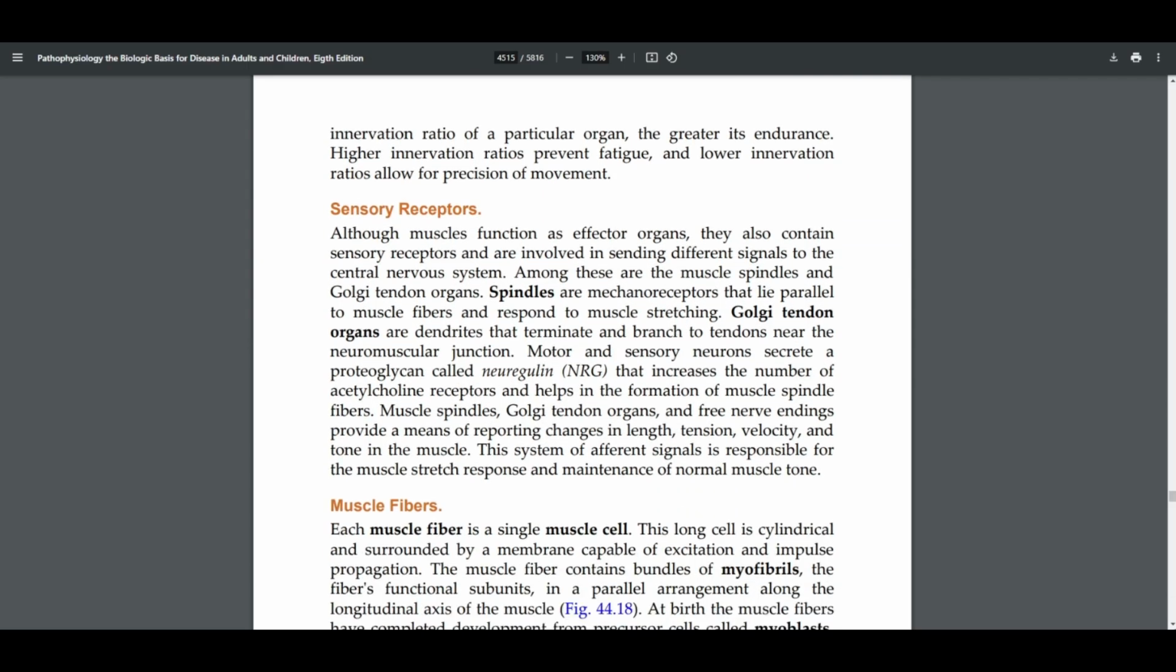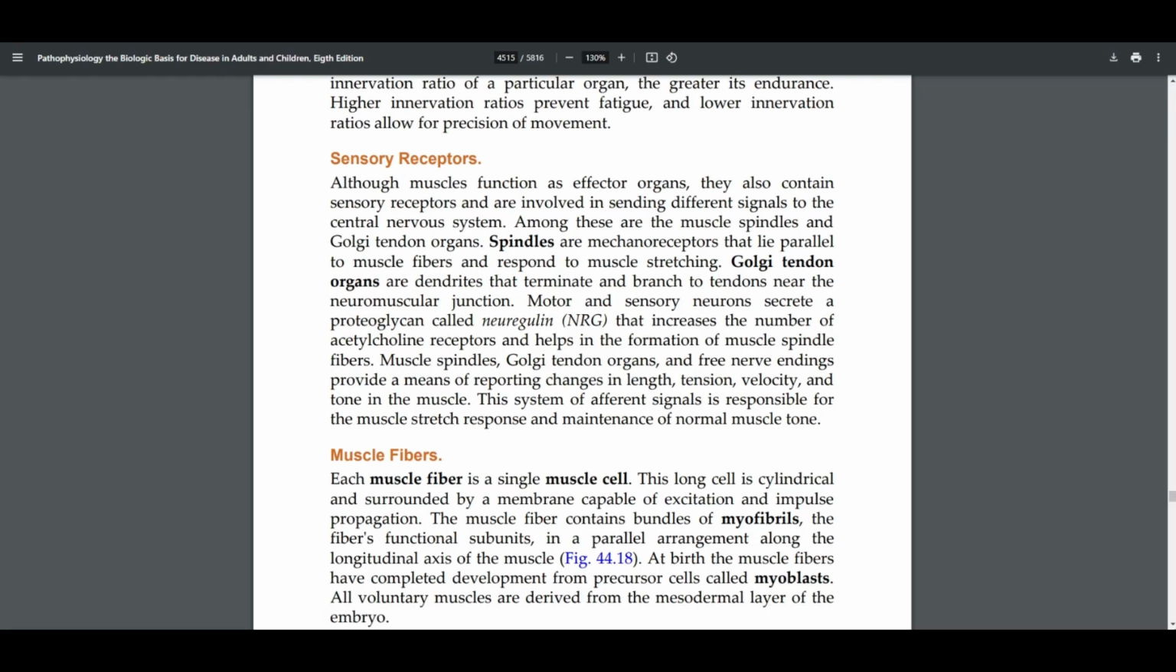Leading us to our sensory receptors. Although muscles function as effector organs, they also contain sensory receptors and are involved in sending different signals to the central nervous system. Among these are the muscle spindles and the Golgi tendon organs. Spindles are mechanoreceptors that lie parallel to muscle fibers and respond to muscle stretching. Golgi tendon organs are dendrites that terminate and branch to tendons near the neuromuscular junction.